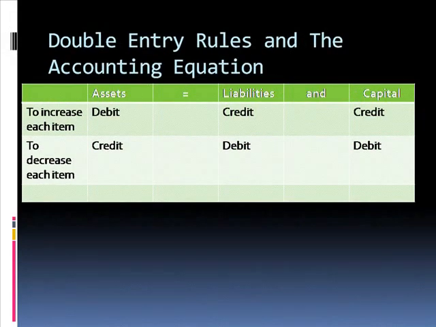The double entry rules and the accounting equation. To increase each item of asset you debit, to decrease each item of asset you credit, to increase each item of liability you credit, to increase each item of capital you credit, to decrease each item of liability you debit, to decrease each item of capital you debit.